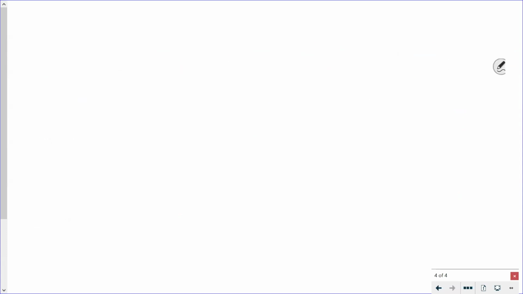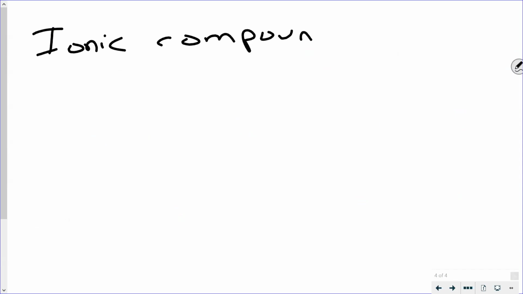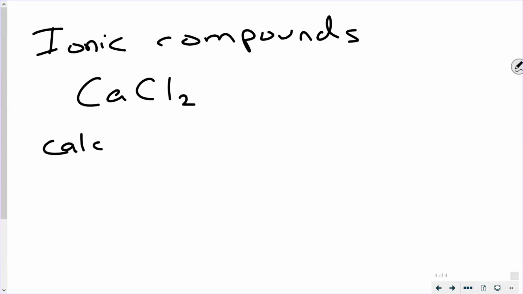Right. So that was charge, right? So what can I do with the charge? I can create an ionic compound from the chart. So let's say I see this CaCl2. What would I call it? Ca, calcium plus.